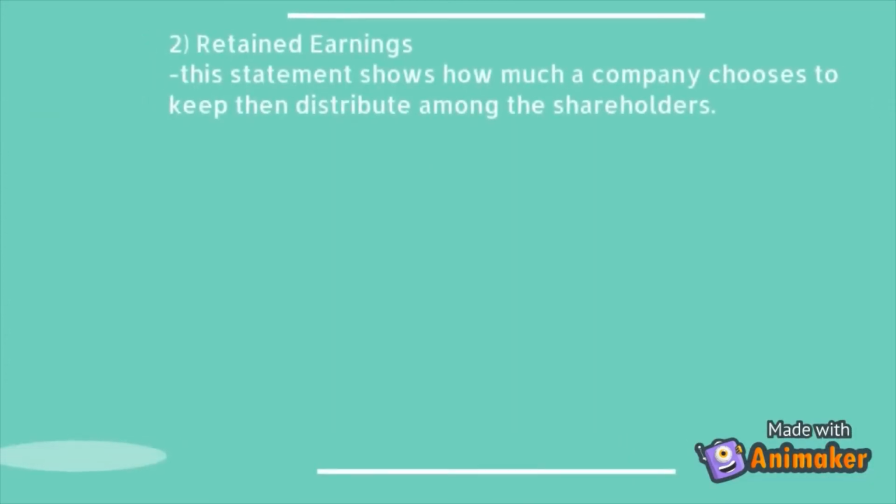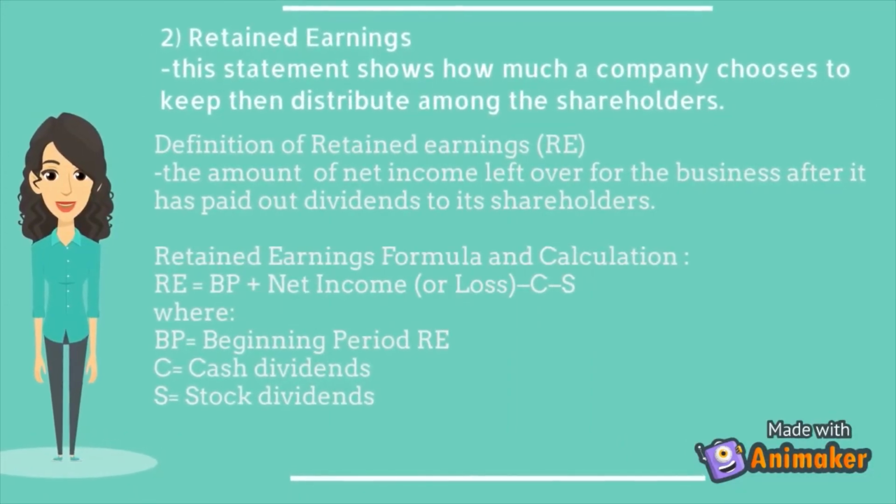2. Retained earnings. This statement shows how much a company chooses to keep rather than distribute among the shareholders. Definition of retained earnings, RE: the amount of net income left over for the business after it has paid out dividends to its shareholders. Retained earnings formula and calculation: RE equals BP plus net income, or loss, minus C minus S, where BP equals beginning period RE, C equals cash dividends, S equals stock dividends.